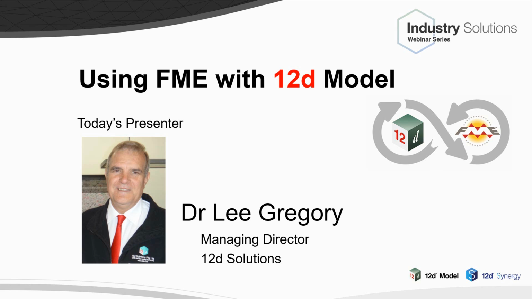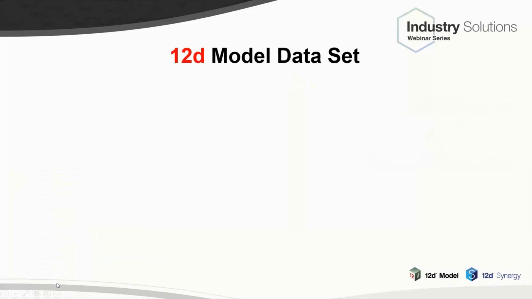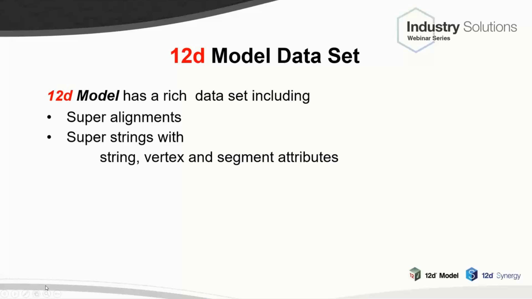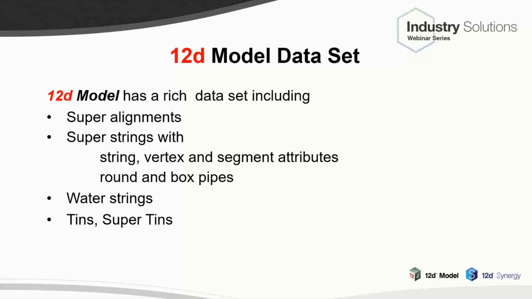So welcome everybody to our webinar on using FME with 12D model. Now the 12D model data set. 12D model has a very rich set of data that you're allowed to create, from super alignments, superstrings, which can have string attributes, vertex attributes, segment attributes. We can also have round and box or culvert sections in those strings. We also have water strings, which have nodes and links, and again can have different cross sections. We also have tins and super tins and tri-meshes.